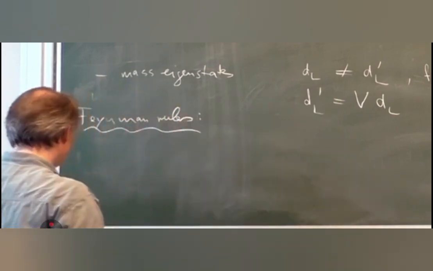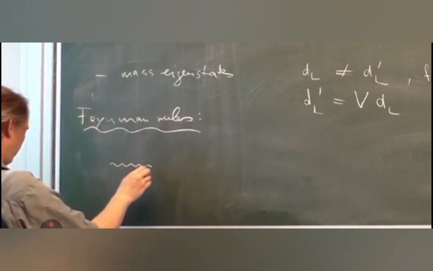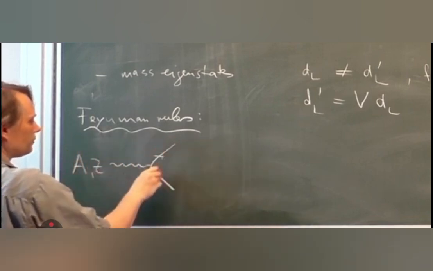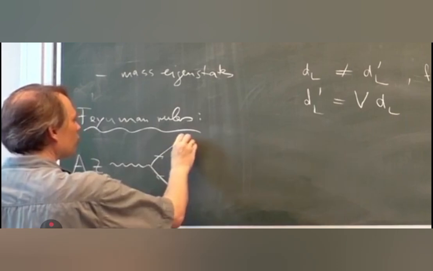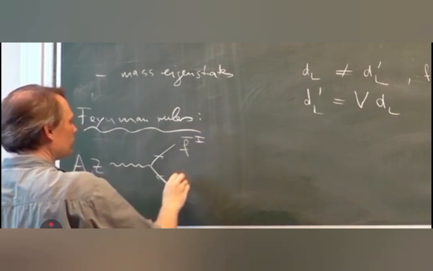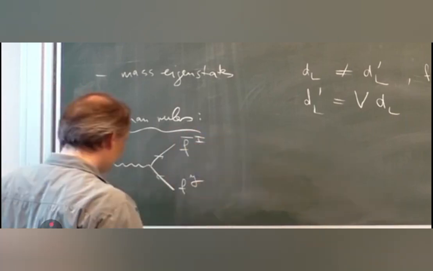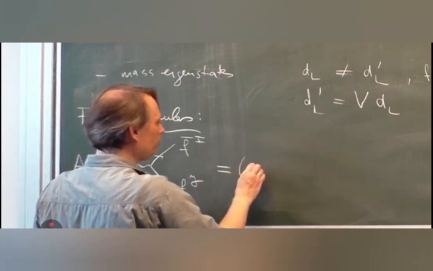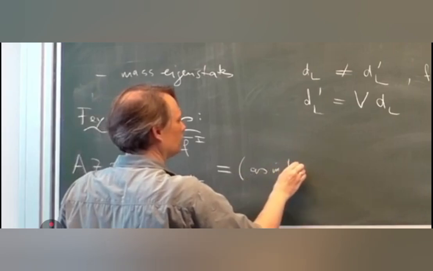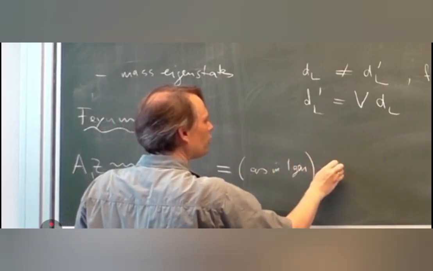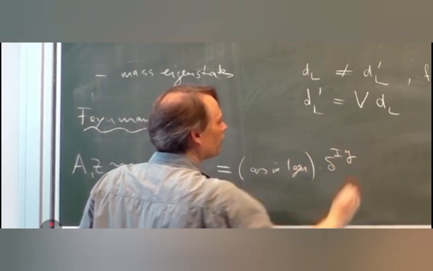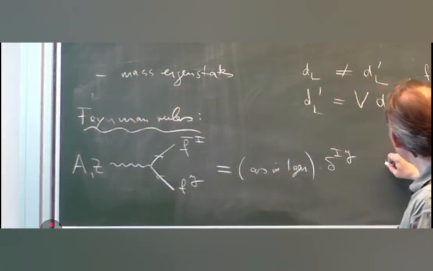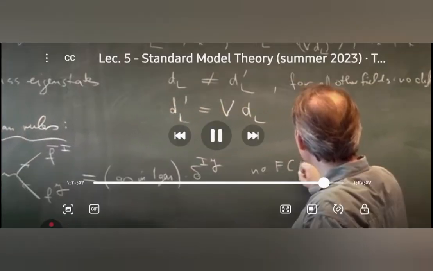So, for the photon and the Z interactions, for fermion F bar I and Fj, we get the same as in one generation times Kronecker delta Ij. So that is what it means that we do not have flavor changing neutral currents in these interactions.